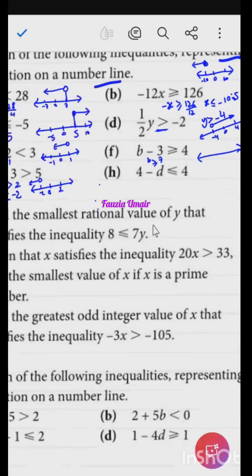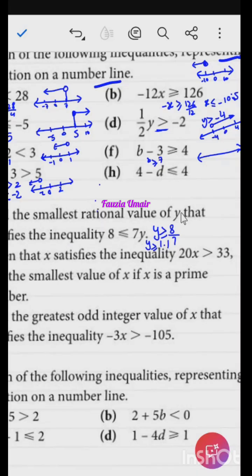Y is bigger than or equal to 8 by 7. So what is the decimal of 8 by 7? 1.1. Yes. So what will be the smallest value of y? Not 1, 1 is not it. Y is not 1. Y is starting from 1.1.